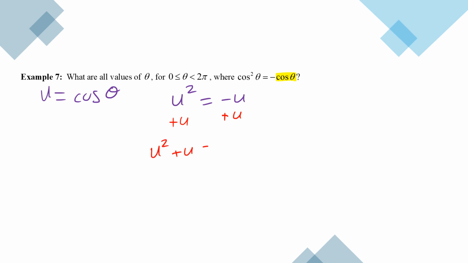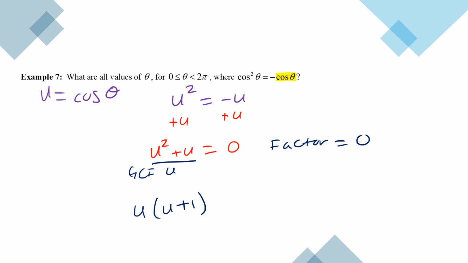U squared plus U equals 0. So this goes back to Algebra 1 101. In order to solve this, we factor and set each factor equal to 0. Factor here is GCF, greatest common factor. The greatest common factor is U. So we factor out our GCF, and we're left with U times U plus 1. To solve this, you're taking each one of your factors and setting it equal to 0. So we have U equals 0, and U plus 1 equals 0. Are we really solving U, though?